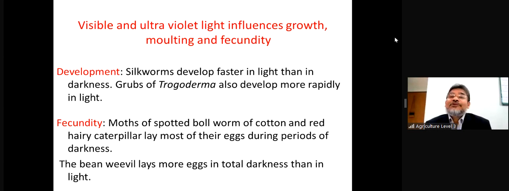Growth means development. Come to the development. Already you know development, how long it takes to be mature from the egg to adults. That is the developmental period.